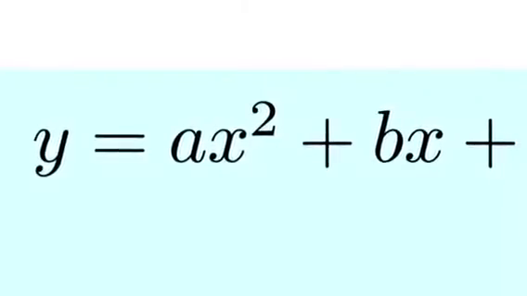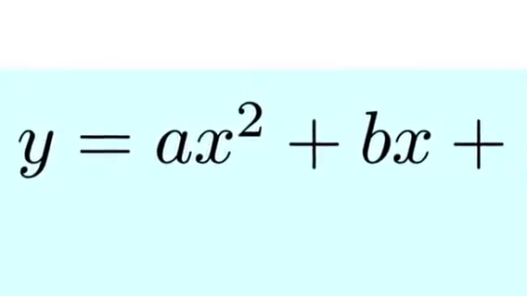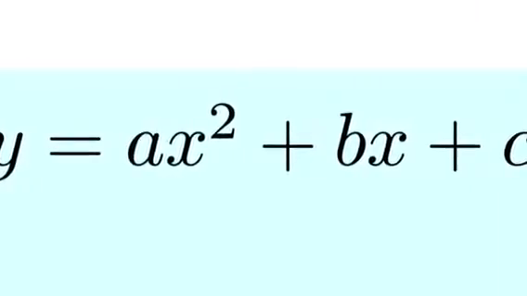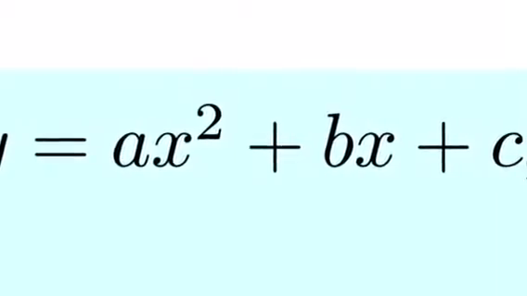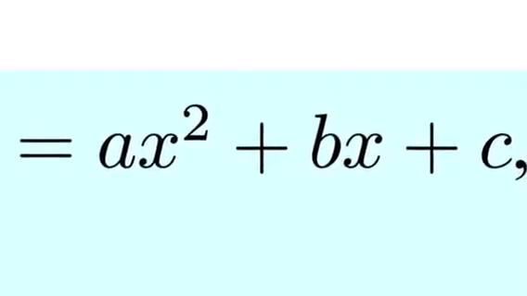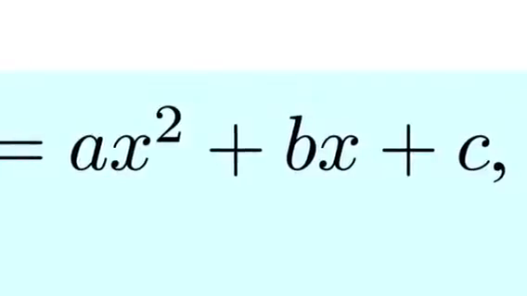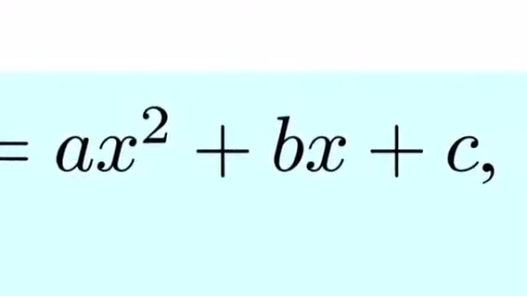A quadratic function has the form y equals ax squared plus bx plus c, where a cannot equal 0. The variable a will be explained later. Graphs of quadratic functions are called parabolas. The point at which the parabola begins to turn is called the vertex.